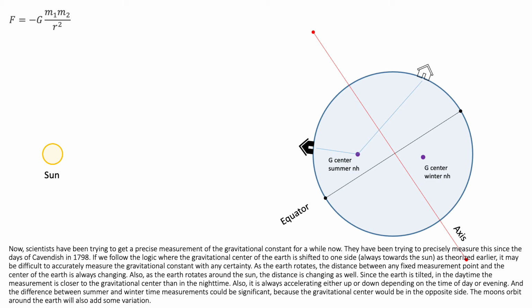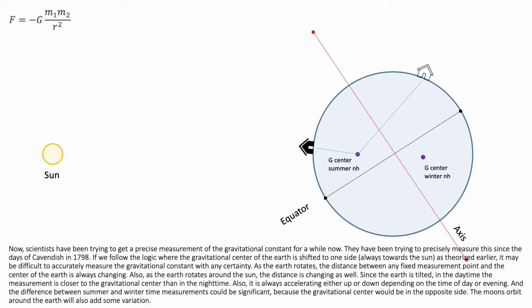If we follow the logic where the gravitational center of the Earth is shifted to one side, always towards the Sun, as theorized earlier, it may be difficult to accurately measure the gravitational constant with any certainty. As the Earth rotates, the distance between any fixed measurement point and the center of the Earth is always changing. Also, as the Earth rotates around the Sun, the distance is changing as well. Since the Earth is tilted, in the daytime the measurement is closer to the gravitational center than in the nighttime.